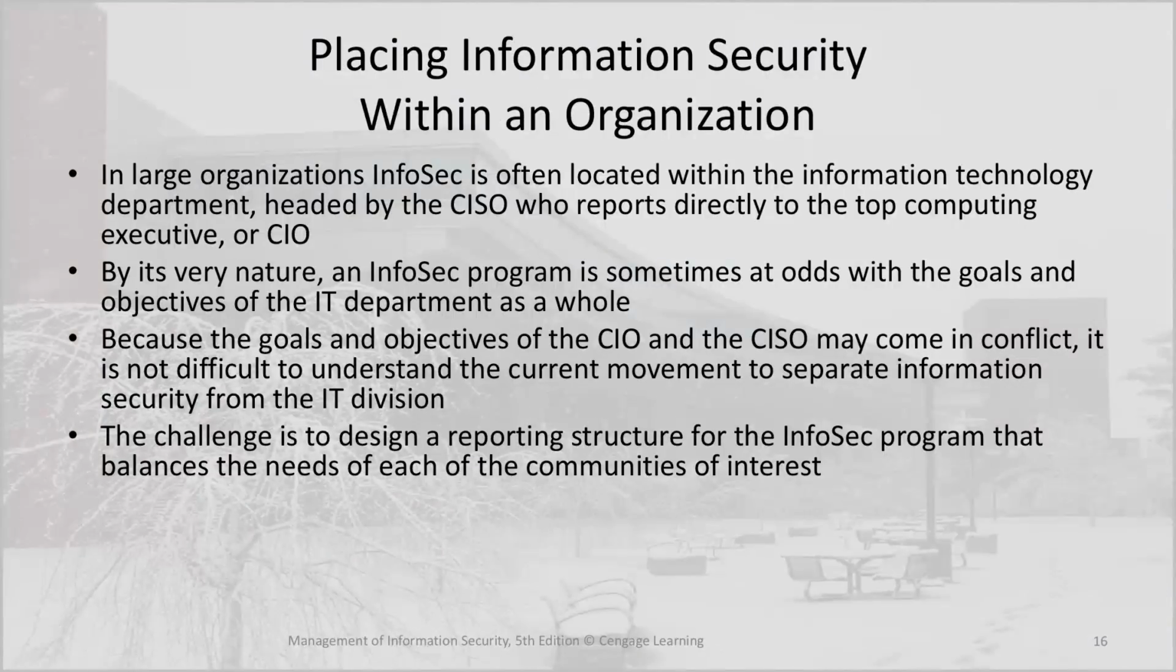In large organizations, information security is often located within the information technology department, headed by the CISO, who reports directly to the top computing executive or CIO. By its very nature, an information security program is sometimes at odds with the goals and objectives of the IT department as a whole. Because the goals and objectives of the CIO and the CISO may come into conflict, it is not difficult to understand the current movement to separate information security from the IT division. The challenge is to design a reporting structure for the information security program that balances the needs of each of the communities of interest.